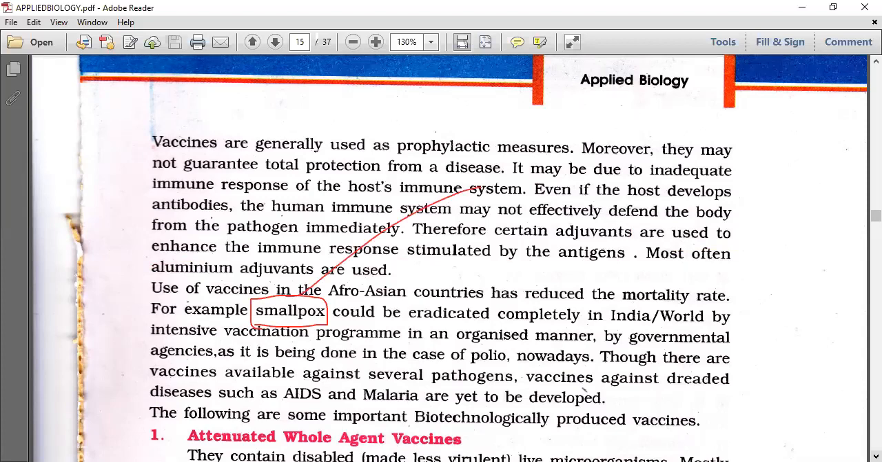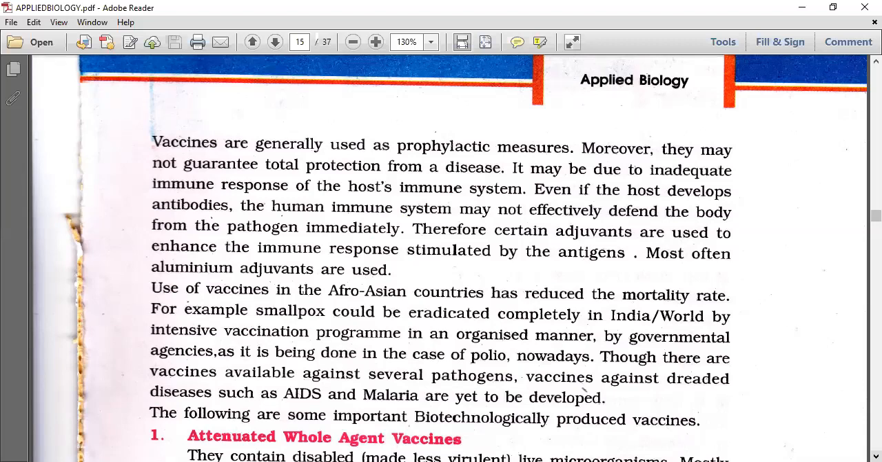Okay, an intensive vaccination program in an organized manner by governmental agencies, as it is being done in the case of polio nowadays. Hopefully in future, polio will be much reduced, and we can announce that polio is completely eradicated. Very, very few cases are present in India for polio. Because of the vaccine, all of it happened. Hopefully, in the same way, the COVID vaccine also will come in future.